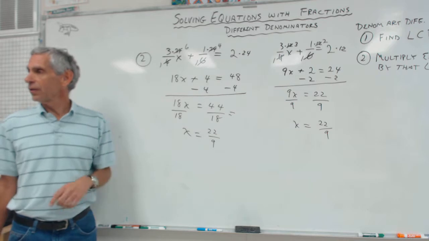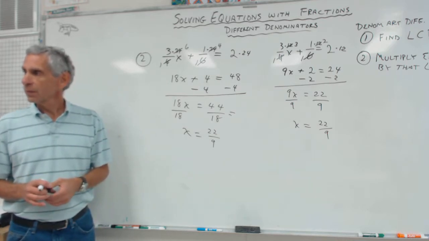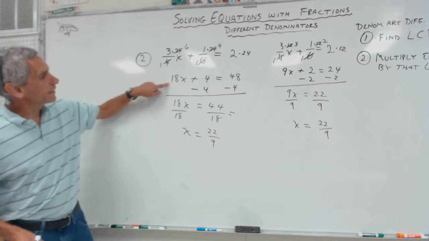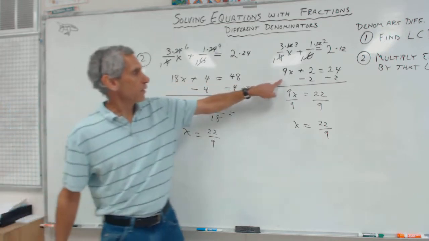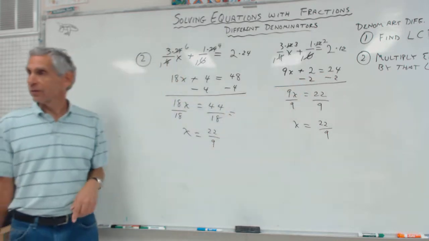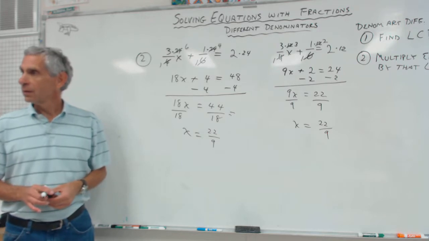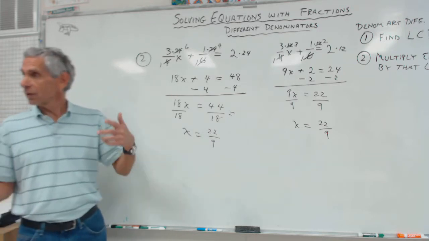What other differences do you notice, Luke? Well, they're just bigger. So suddenly I have 18x plus 4 equals 48. Here I have 9x plus 2 equals 24. Any other differences? Anybody else notice something? Yes, Rosemary. It was just a lot faster. It was a little faster.